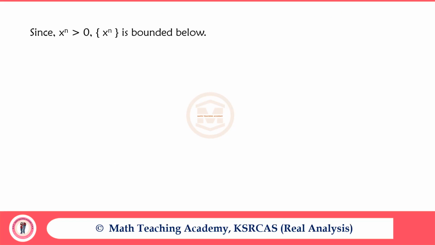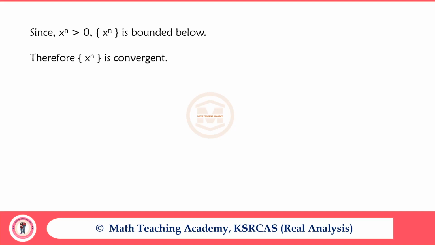Since x^n is greater than 0, we can say x^n is bounded below, because the numbers less than 0 are lower bounds of the sequence x^n. Therefore, the sequence x^n has many lower bounds. That is why the sequence x^n is bounded below. So note that the sequence x^n is monotonically decreasing and bounded below. That is why the sequence x^n is convergent.